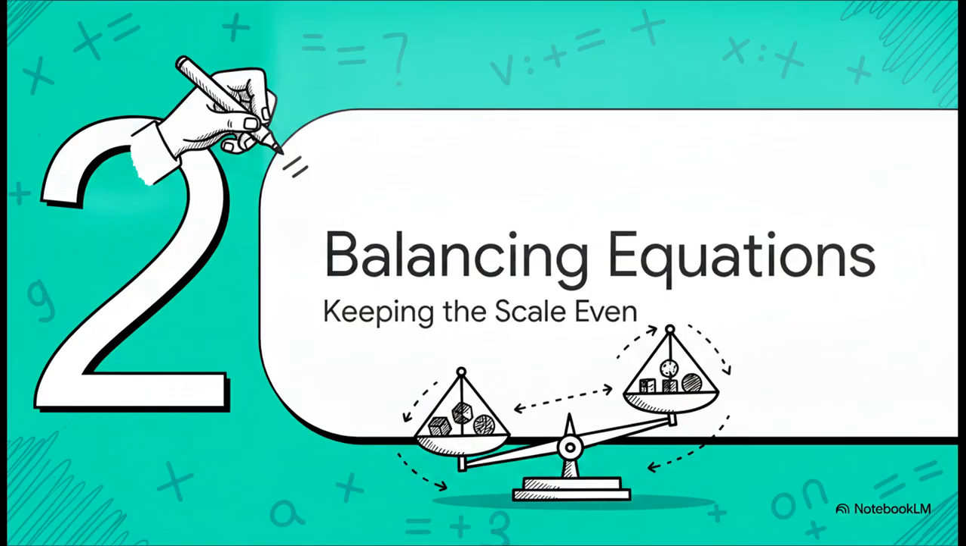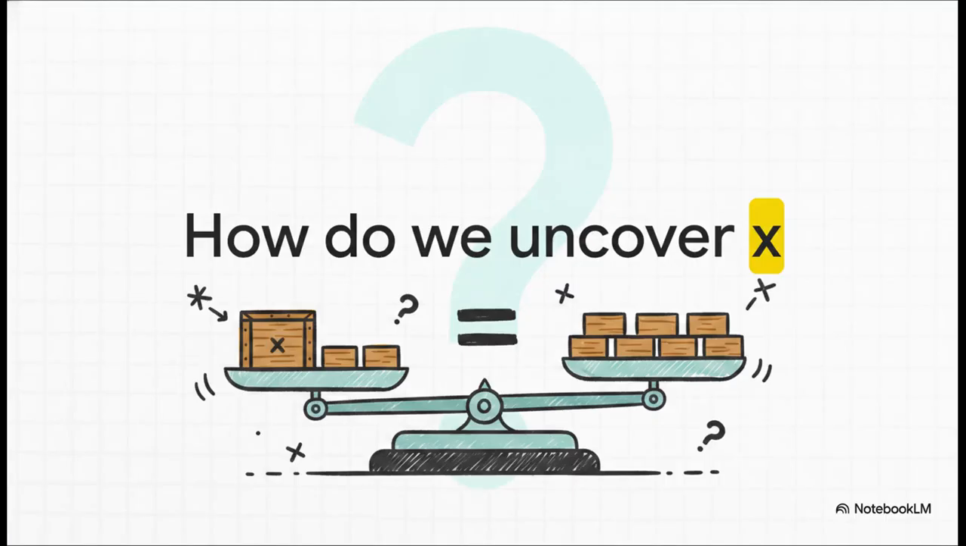Section 2. Balancing linear equations, keeping the scale even. Now that we know what variables are, let's talk about how to handle them. Imagine a physical scale. If one side has a mystery box, that's our x, plus 2 wooden blocks, and the other side has 8 wooden blocks, they're perfectly balanced. The equal sign in our equation literally means weighs exactly the same as. So how do we isolate that box to find out what it's worth on its own, without tipping the scale?